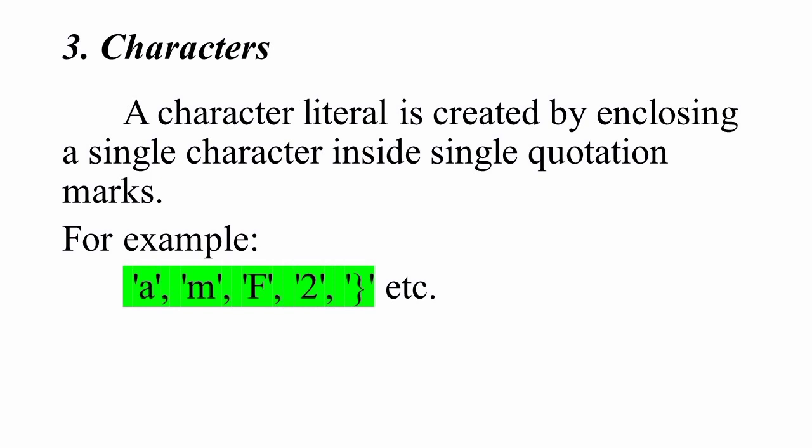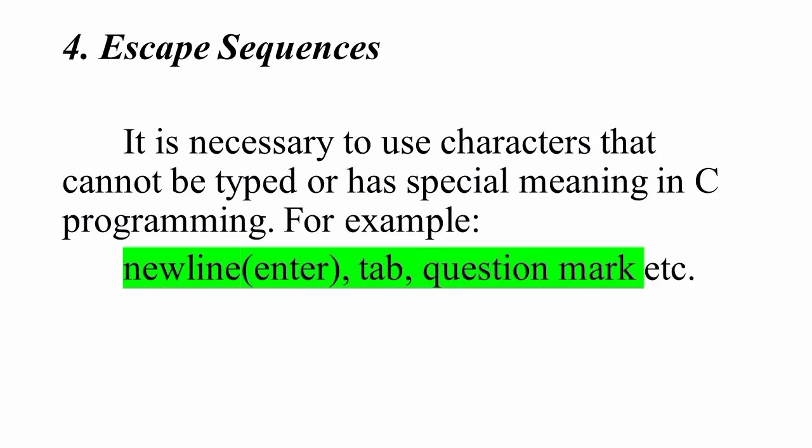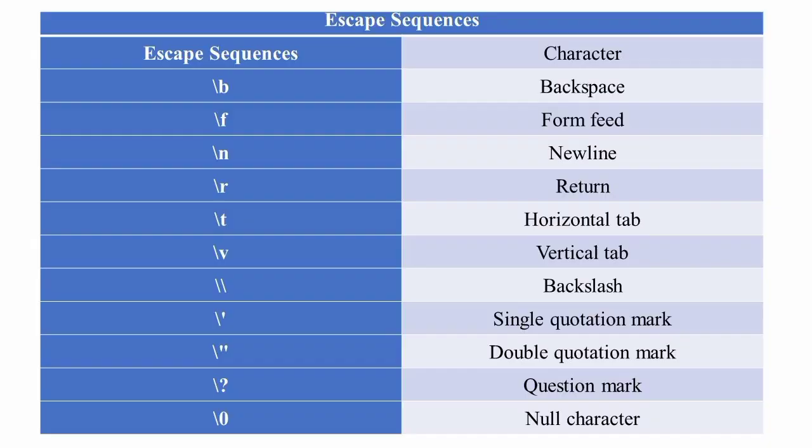Next, escape sequence literal. Sometimes it is necessary to use characters that cannot be typed or have special meanings in C programming. For example, new line, tab, question mark, etc. In order to use these characters, escape sequences are used. Here are some escape sequences that are used in C programming.